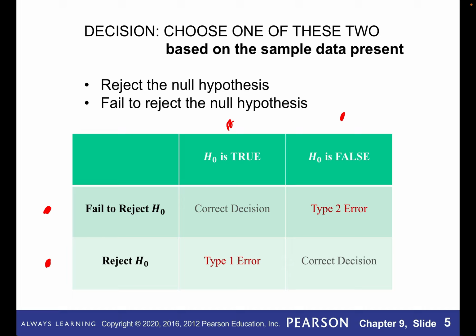So the type 1 error, you notice, is the situation where we reject the null hypothesis even though it's true. And the probability of a type 1 error is alpha. That's called the significance level of the test. The probability of a type 2 error is typically called beta.